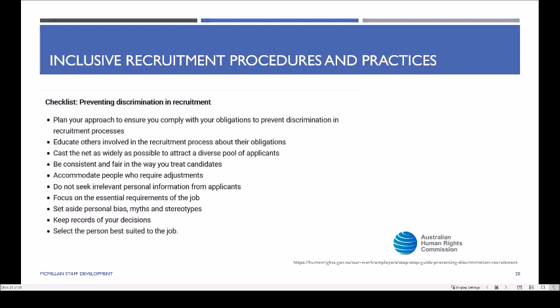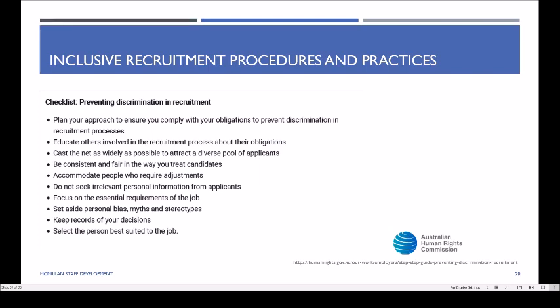So I just mentioned inclusive recruitment procedures and practices, and I mentioned recruitment earlier. So I just want to stop and talk about that, because this is one of the really big areas. And again, this is sourced from the Human Rights Commission website, and I've got the link down there. I thought rather than rewrite it, just get it straight from the horse's mouth.